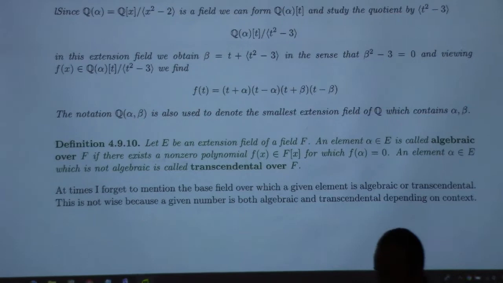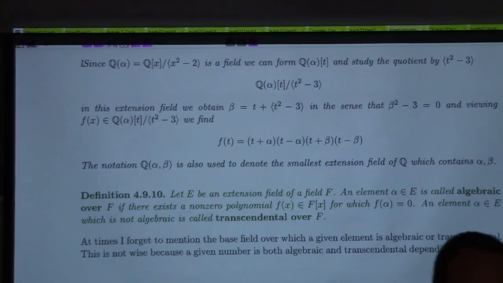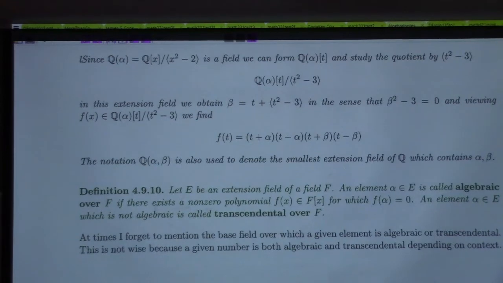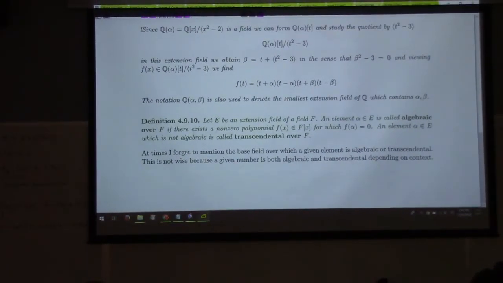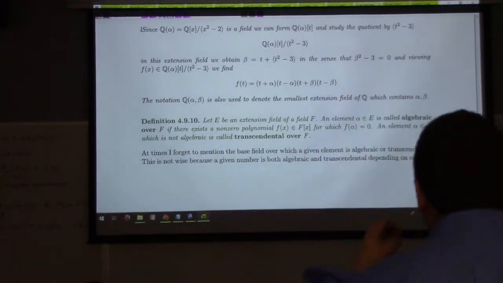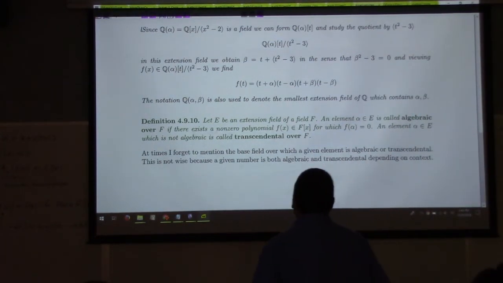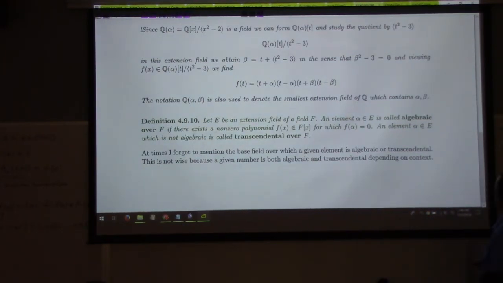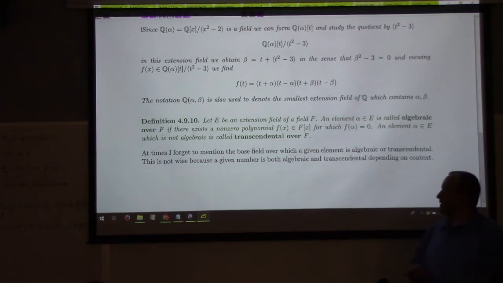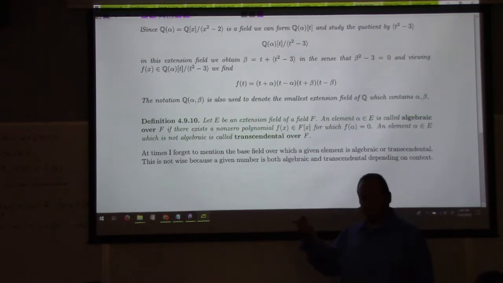So we need a definition. There are different kinds of numbers outside the rational numbers. There are some numbers, like the square root of 2 and square root of 3, which appear as zeros of x squared minus 2 or x squared minus 3. And if you can find a polynomial of degree n for which your number is a 0, then that's said to be an algebraic number.